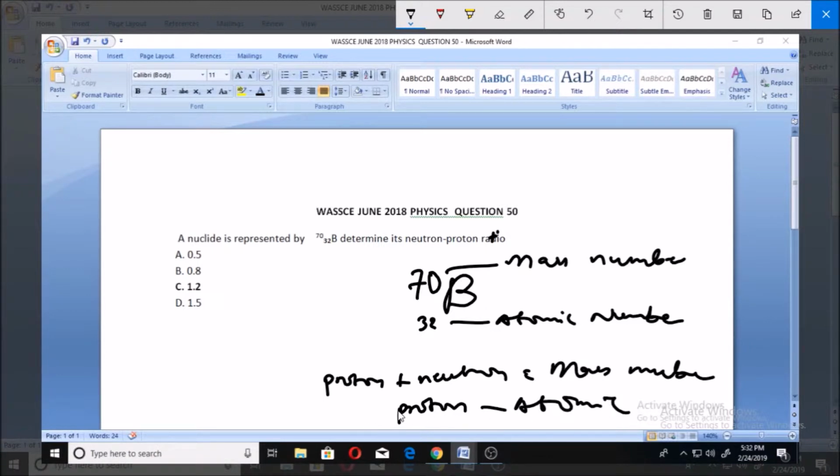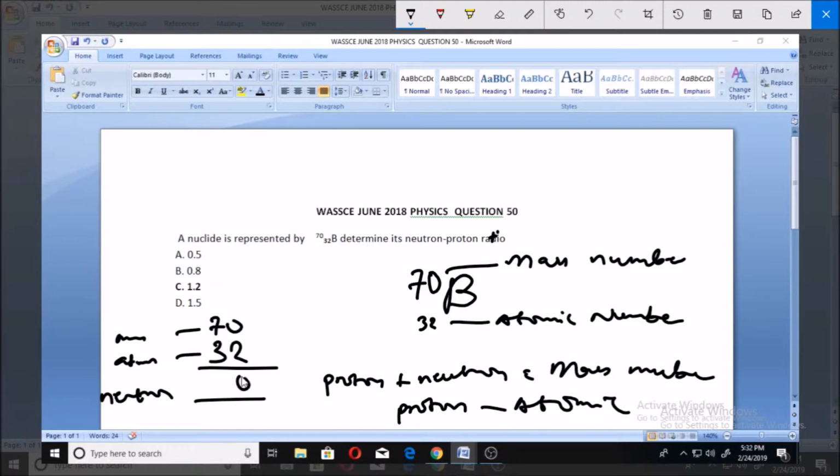So now, what is the number of protons alone? It is 32. 32 is the atomic number. Whereas the mass number, which is protons and neutrons, is 70. So to get the number of neutrons, we have to do 70 minus 32. So what would that give us?